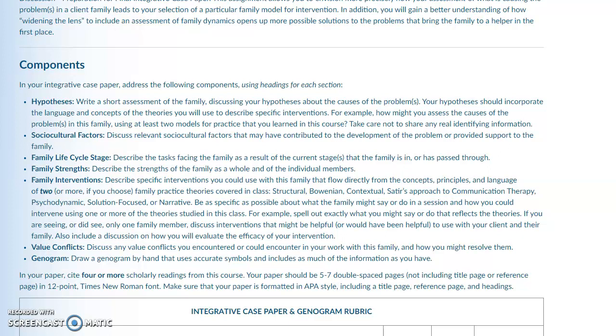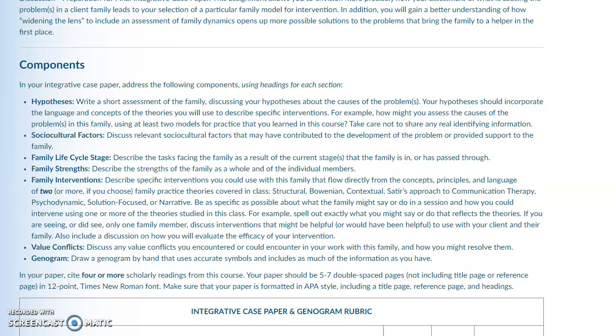So then within the next section, there's the sociocultural factors, just any relevant factors that have contributed to the problem. Every family is going to have some kind of sociocultural factor. Keep in mind that this can be a lot of different things. It can be socioeconomic status, it can be race, ethnicity, it can be sexuality, it can be a lot of different things within this section.